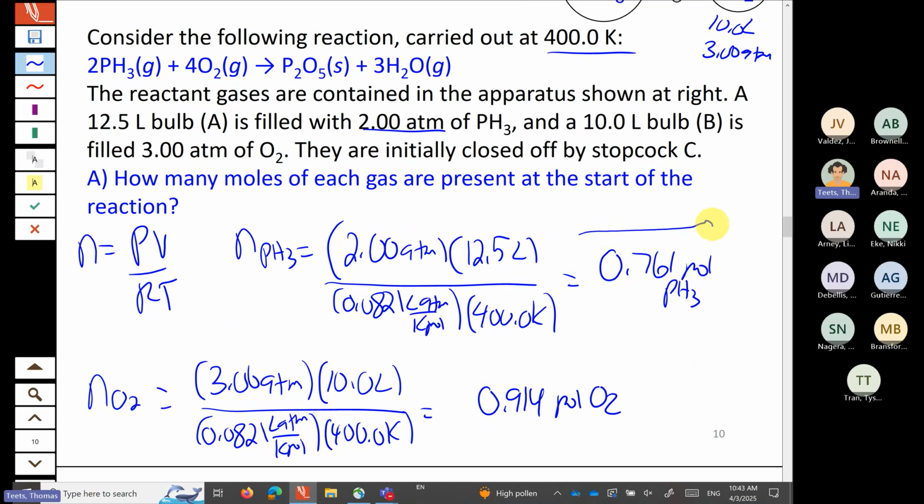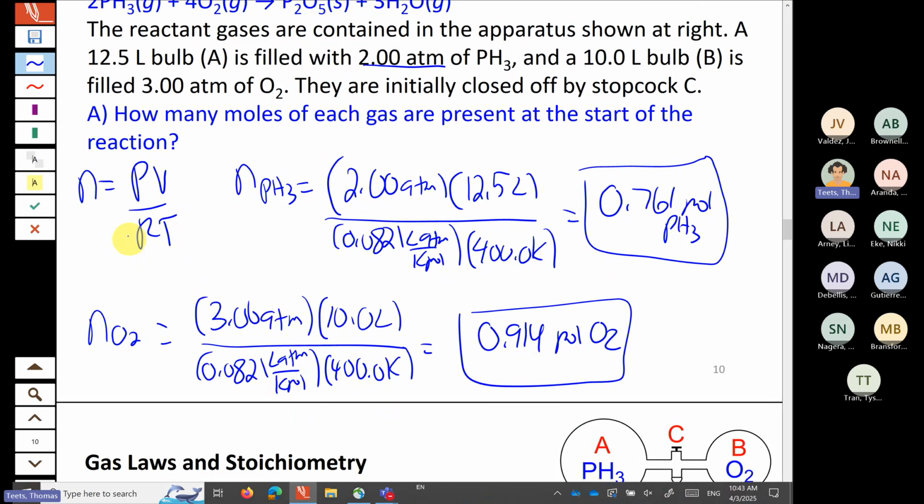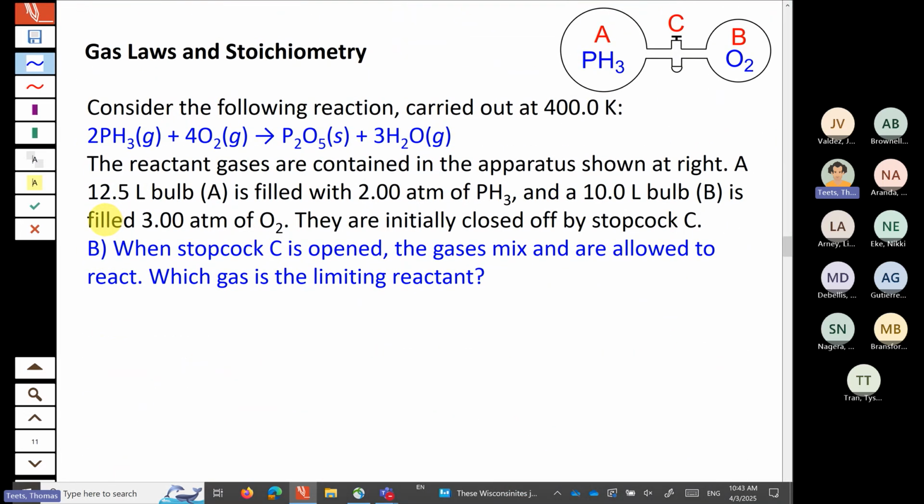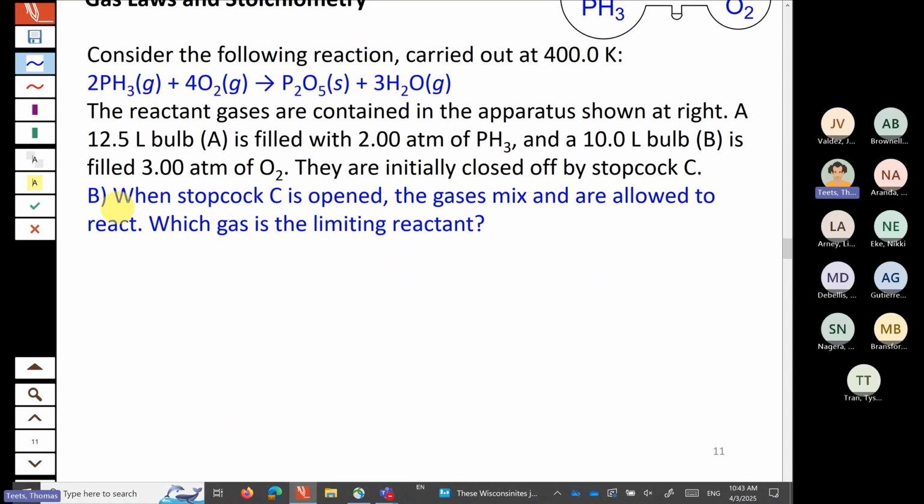So we used PV equals nRT to calculate the moles of each gas. Now that we have them, we can go forward and treat this like a regular stoichiometry problem. In any stoichiometry problem, we typically start by finding moles of reactants and then calculating something that we're asked to do. Now we have moles of both reactants, just using the ideal gas equation instead of the other relationships that we covered earlier. The second part asks, if valve C is opened and the gases mix and are allowed to react, which of those is the limiting reactant? Once the reaction starts, we have to figure out what the limiting reactant is because we have moles of both reactants.